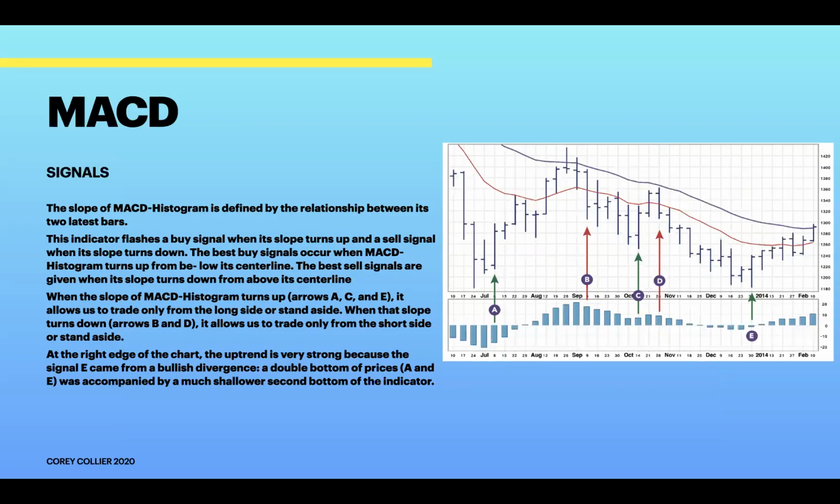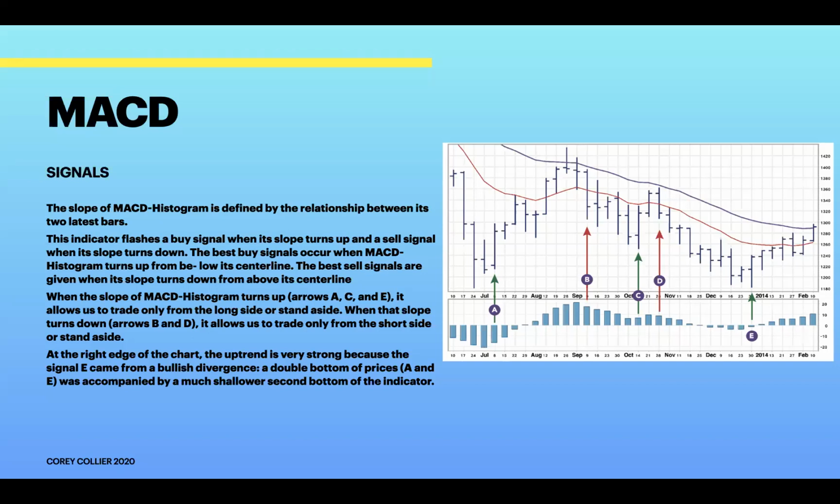Now, the MACD signals. This is a different look at a MACD, but again, let's pay attention to these bars. Those bars are what I want you to pay attention to right now. So, the signals of the MACD. We have to pay attention to the slope of the MACD histogram, and the MACD histogram is the bars themselves. That is defined by the relationship between the two latest bars.